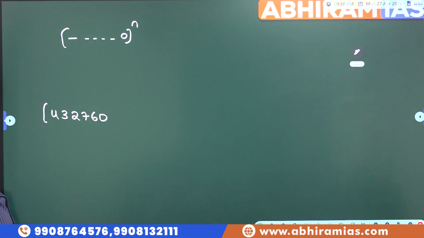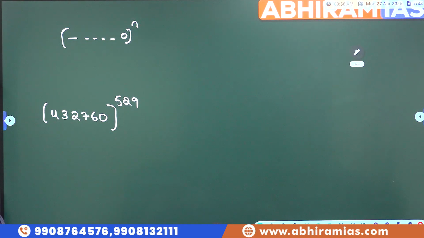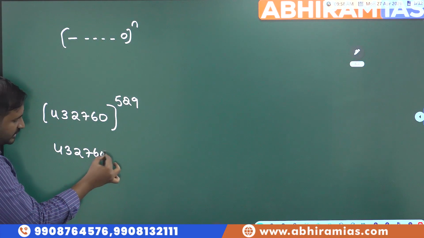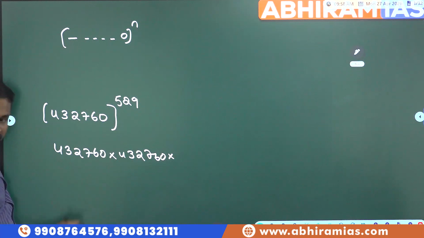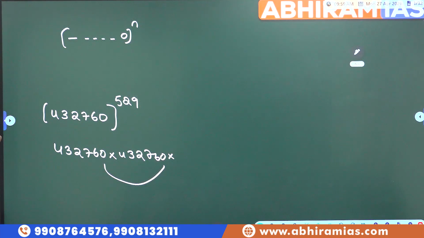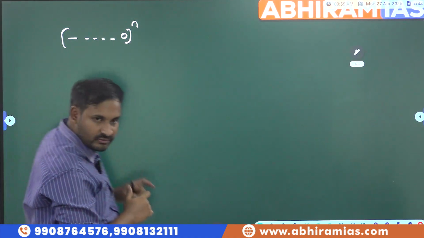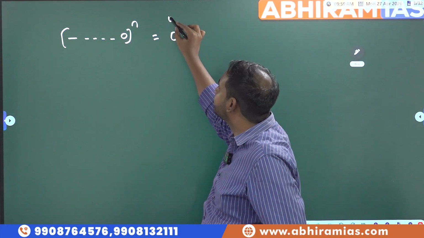43276 whole to the power of 529, for example. So what will you do? 43276 into 43276, you will write it like this for 529 times. 0 into 0, 0 into 0, 0. Always what will you get? 0. So whatever may be the number, if it ends with the digit 0, irrespective of the power, your unit digit will always be 0, right?